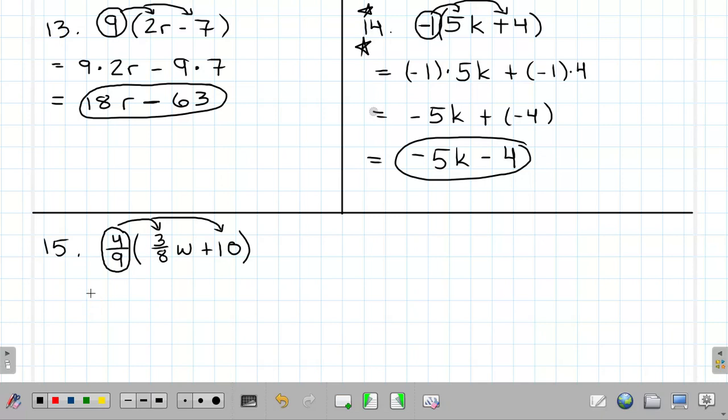3/8 W, and 10. So I'm going to go out over here to give myself a little bit more space. That means we're going to have 4/9 times 3/8 W plus 4/9 times 10. Once again, if you've figured out how to multiply, add, subtract all those fractions, all we got to do here is multiply fractions. And to multiply fractions, we just multiply straight across. So 4 times 3 is 12. 9 times 8, 72. Oh, 72, not 76.